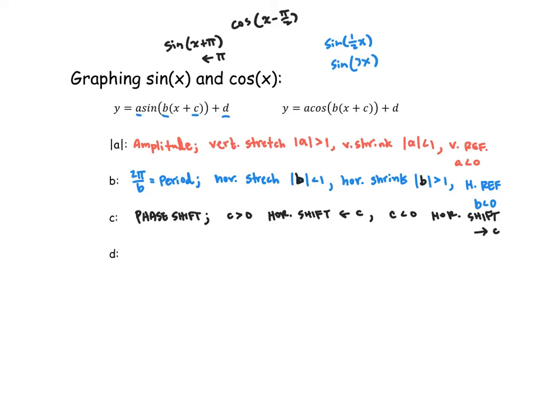And then D, very nice, easy. This is called our vertical shift.